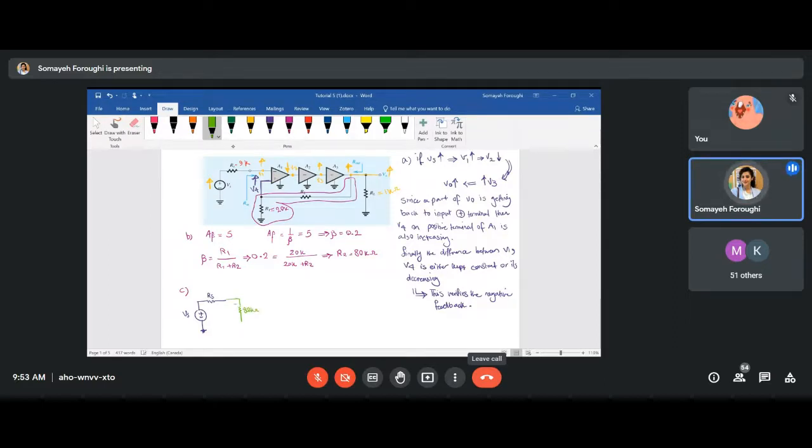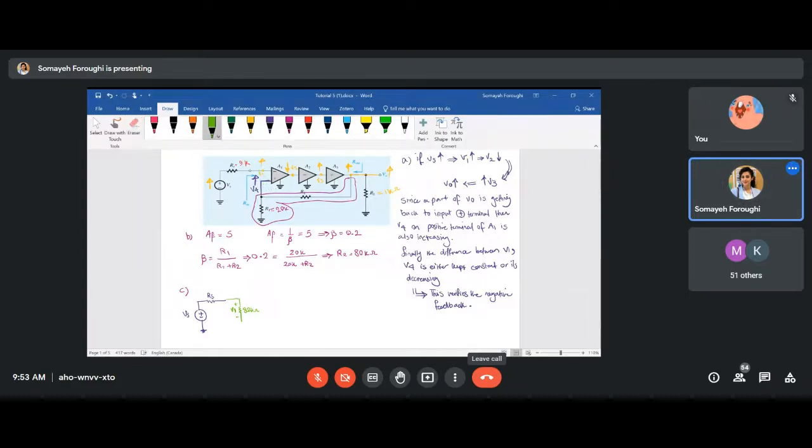And this is positive and negative of, I'm going to name it V1. What is V1? V1 is the voltage difference here, the voltage difference over the input terminals of A1.